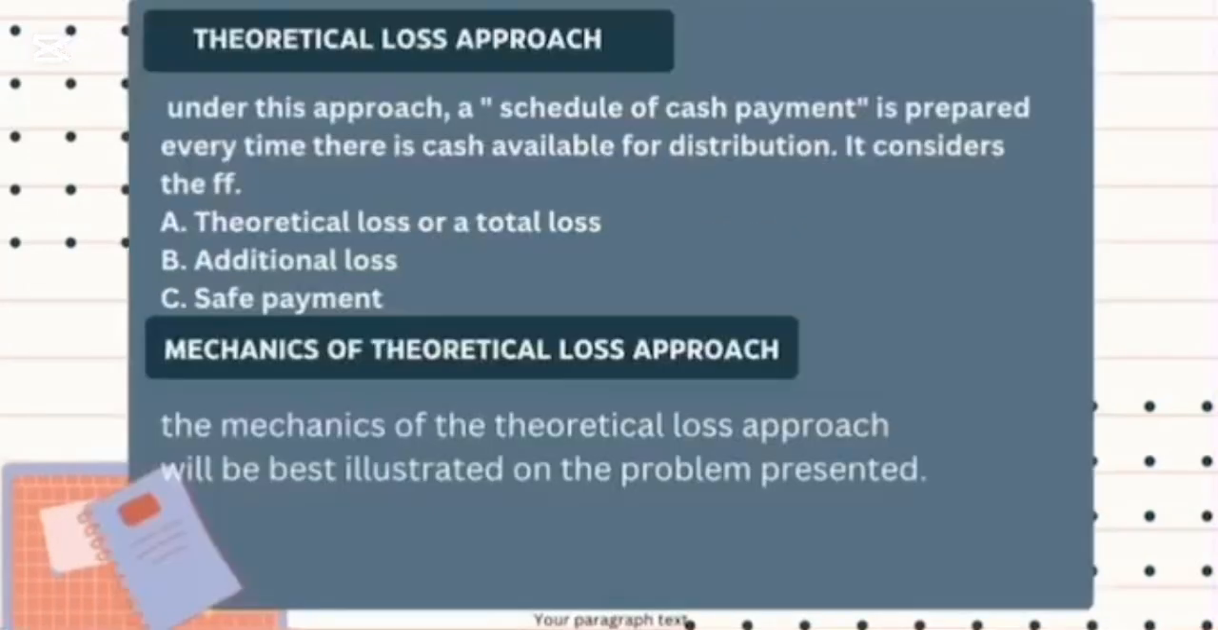Theoretical loss approach. Under this approach, a schedule of cash payment is prepared every time there is cash available for distribution. Consider the following. A. The unsold non-cash assets are treated as a theoretical loss or a total loss and are charged against the combined capital and loan balance of the partners based on the profit and loss ratio. B. A partner whose combined capital and loan balance could not fully absorb his share of the theoretical loss will develop a capital deficiency, and he is assumed to be personally insolvent.